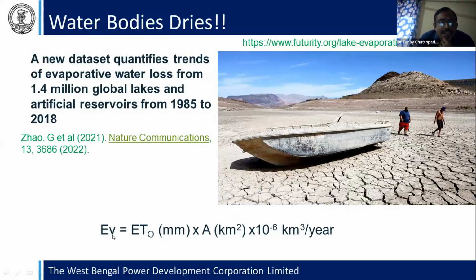Evaporation rate EV is equal to ETO into A into 10 to the power minus 6 kilometer cube per year. This is the unit of evaporation rate. And ETO is the reference evaporation rate, with depth in millimeters. We consider for India this range is actually 2 to 5 millimeter per day. Actually, the evaporation rate is the main problem.